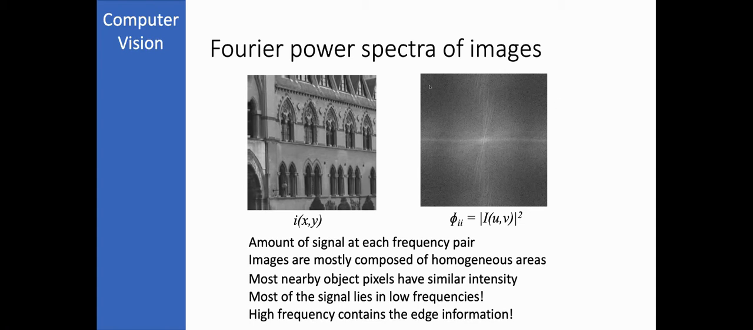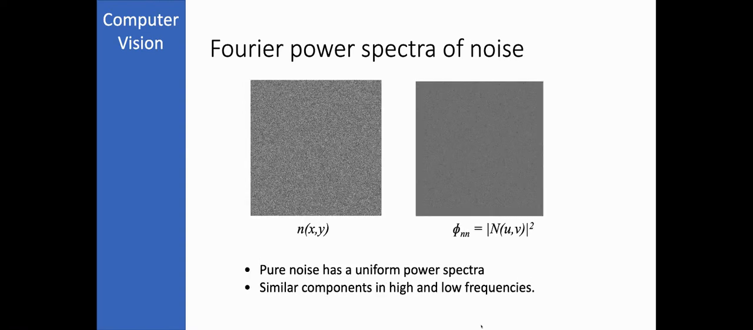High frequency components basically tell us the contribution of high frequency sinusoidals in the image, which corresponds to high frequency edge information in the image. If I were to look at the power spectra of pure noise, I see something very interesting. I see that it doesn't follow the same pattern. It doesn't have high signal values at the center and low on the corners. Instead, it has similar signal values, similar power, all across the Fourier spectrum. And that's quite interesting. It has similar components in high and low frequencies.